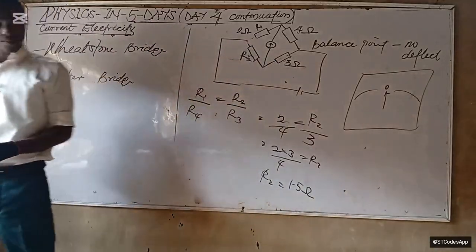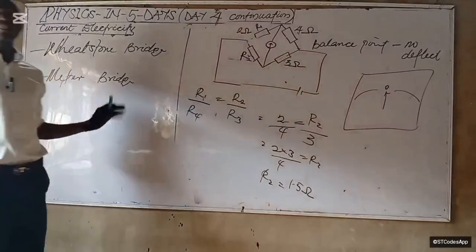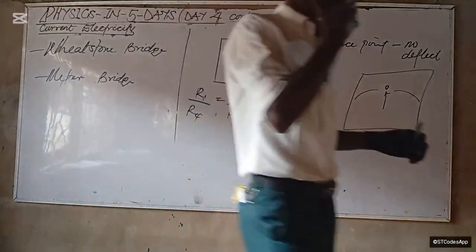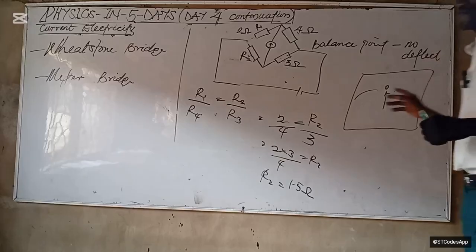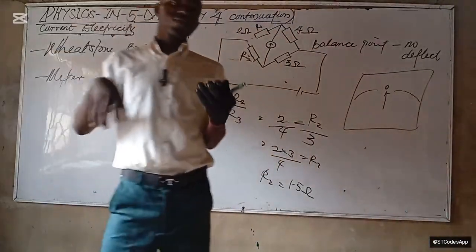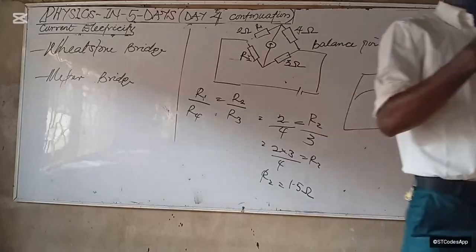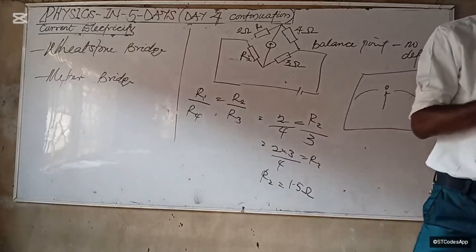All right. Okay. So that is our Wheatstone bridge. Now the second one is the meter bridge. Now the meter bridge is exactly the same. I mean, the connection or relationship is exactly the same. But the difference now is that a meter bridge uses a Constantan wire. A Constantan wire is a wire that the length varies directly with the what?